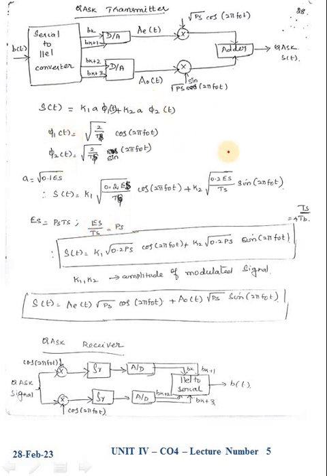We get this equation. S of t is equal to k1 into root of 0.2 Es cos 2 pi f naught of t plus k2 into root of 0.2 Es sin 2 pi f naught of t. So k1, k2 are the amplitudes of the modulated signals, that is, the magnitude, or we can call them constant terms. S of t is equal to a1 of t root Es cos 2 pi f naught of t plus a2 of t root Es sin 2 pi f naught of t. So this is the QASK transmitter.